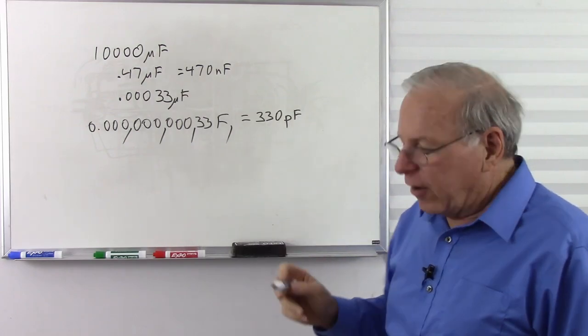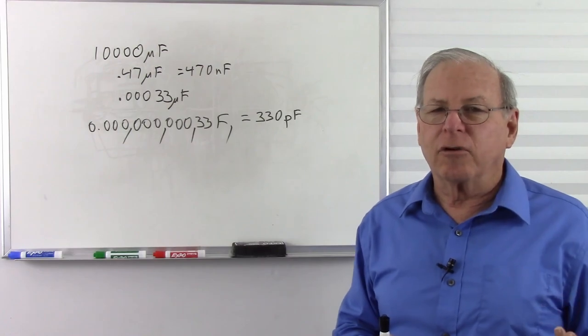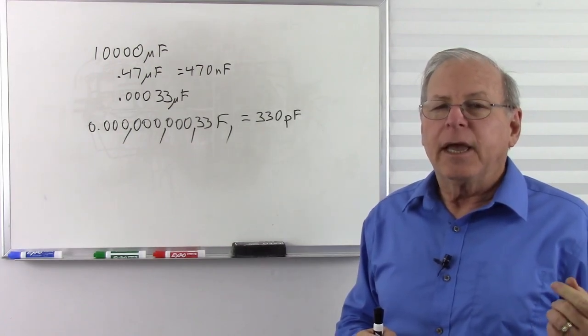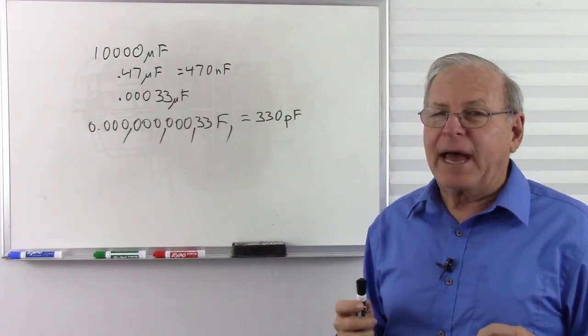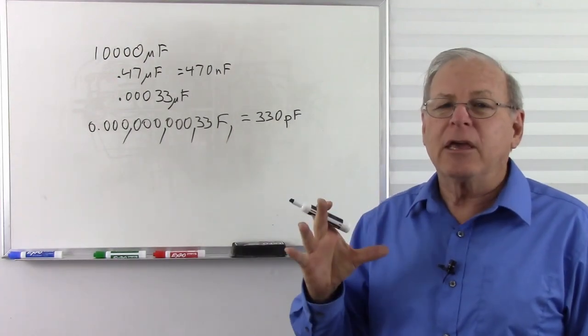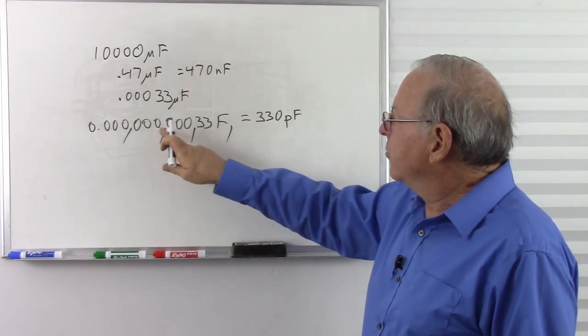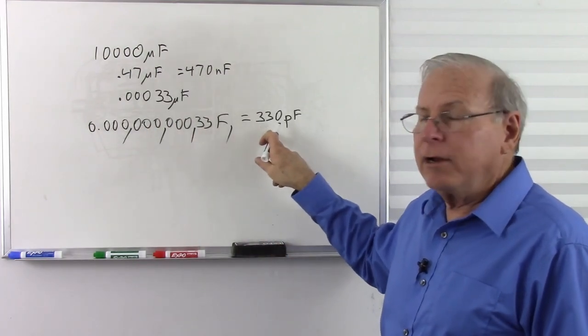Now, if you see some schematics that were made maybe around the 1960s or earlier, in fact, you might even find some really, really old capacitors that might be labeled this way. Sometimes, before the term pico came into use in the scientific community, they would say, well, that is one millionth of one millionth.